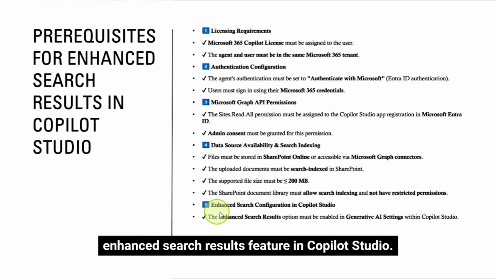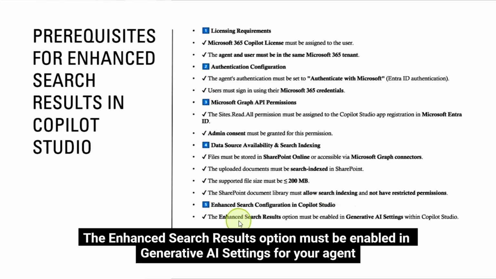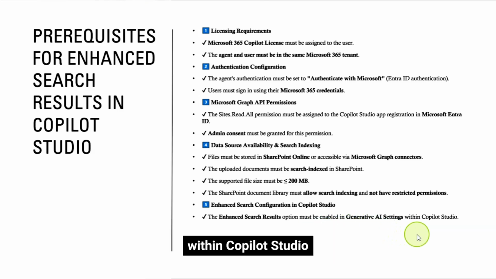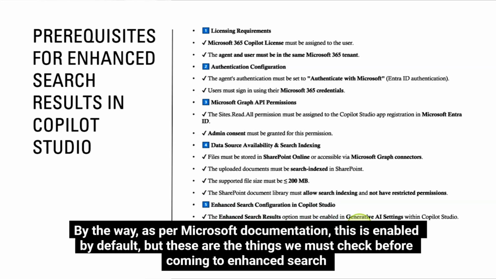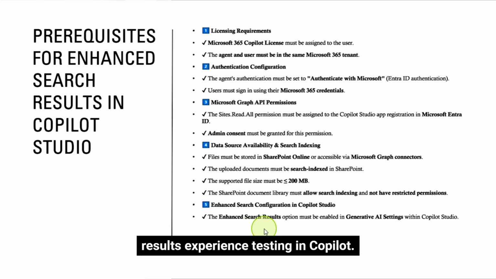Then, finally, you need to enable the Enhanced Search Results feature in Copilot Studio. The Enhanced Search Results option must be enabled in generative AI settings for your agent within Copilot Studio. By the way, as per Microsoft documentation, this is enabled by default, but these are the things we must check before coming to Enhanced Search Results experience testing in Copilot.